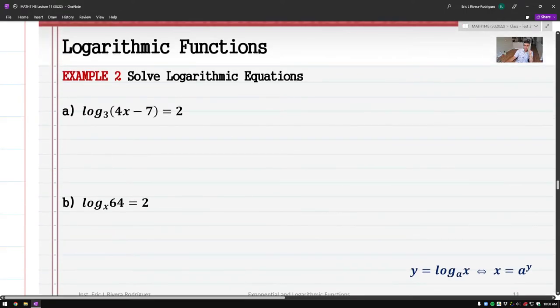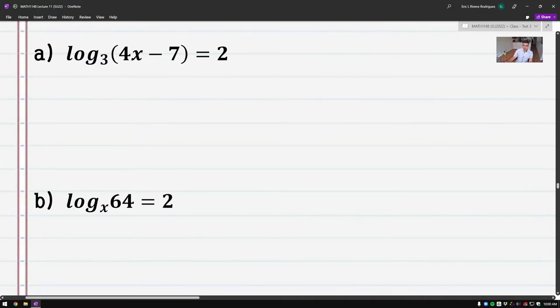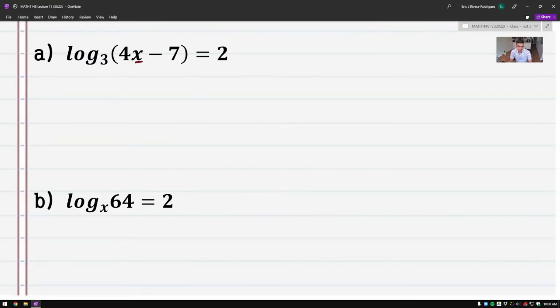Okay, so now how are we going to solve logarithmic equations? First, we need to identify if we have a logarithmic equation or not. If the variable that we are going to solve for is in the argument, then it is a logarithmic equation, and we need to use the properties of the logarithmic functions. In this case, we are going to use the property that we already know. The only one that we know is to transform the logarithmic expression into an exponential expression. So that's what we are going to do here.